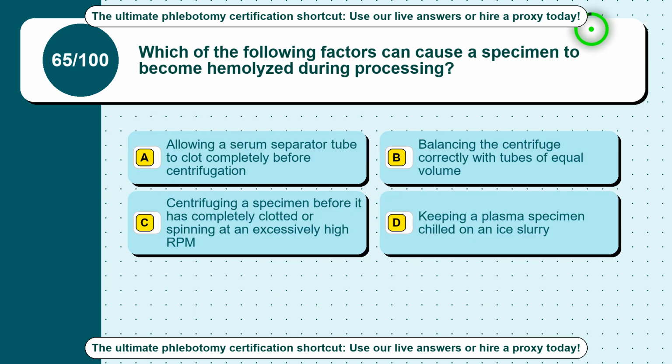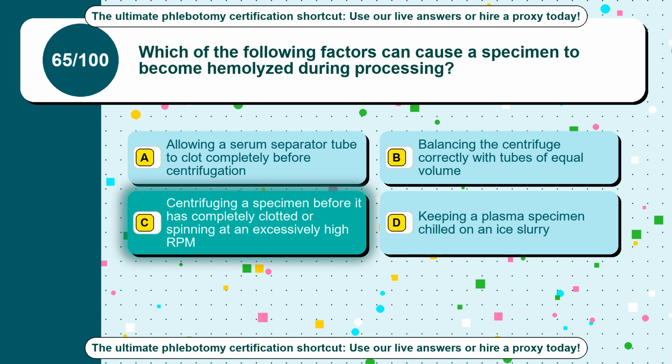Question 65. Which of the following factors can cause a specimen to become hemolyzed during processing? Option A, allowing a serum separator tube to clot completely before centrifugation. Option B, balancing the centrifuge correctly with tubes of equal volume. Option C, centrifuging a specimen before it has completely clotted or spinning at an excessively high RPM. Option D, keeping a plasma specimen chilled on an ice slurry.